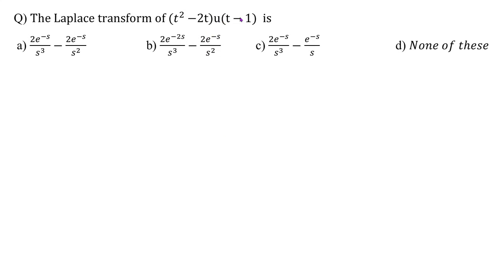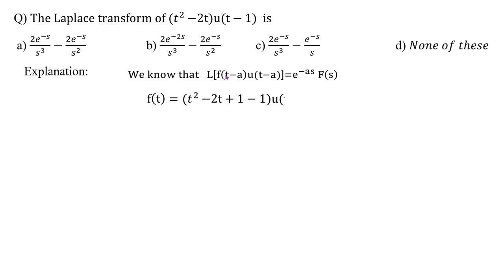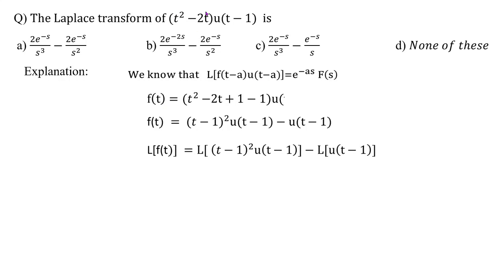See here, I have a product of two functions, one of which is a unit step function. In order to get the Laplace transform of such a function, the only thing one should remember is the property of the Laplace transform: Laplace of f of t minus a into u of t minus a is e raised to power minus as into f of s. So first of all, we will express this function in this form. I have t minus a, that is t minus 1, so I will express everything in terms of t minus 1.